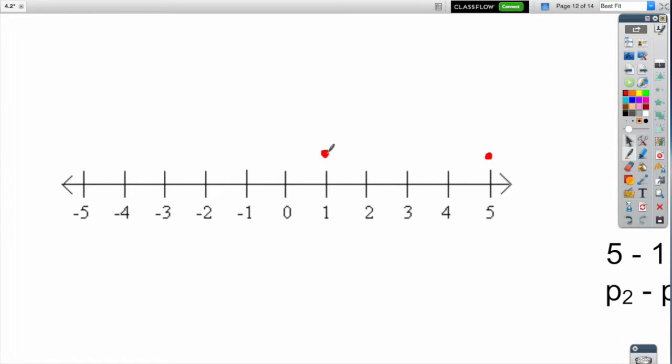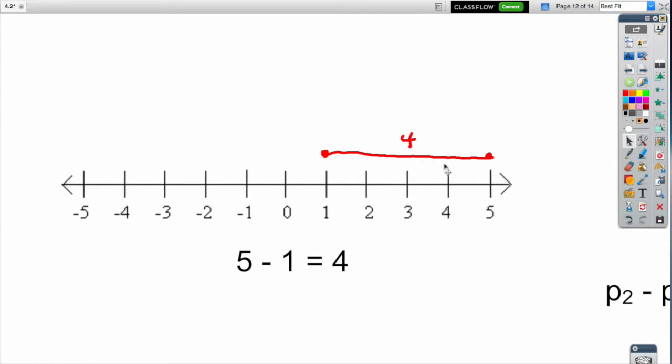Well, that's easy. That's just 4. Okay, but other than just counting on the number line, think about how you would get that. Well, what you would want to do is take the point you started with and the point you ended up with, and then subtract one from the other. So in other words, we ended up at 5. We started at 1. So 5 minus 1 is a total distance of 4.